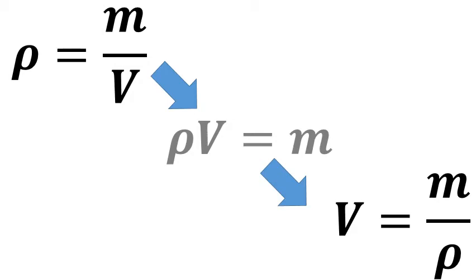But since this time we want the volume to be on its own, we want the volume to be the subject, the rho must be taken to the other side again. It is currently being multiplied, so if I take it to the other side, it becomes a division. And that will give us volume equals mass over density. With practice, you can just swap around the volume and the density. Okay?